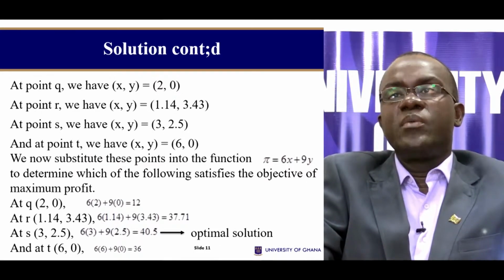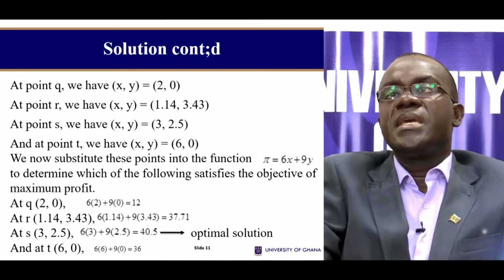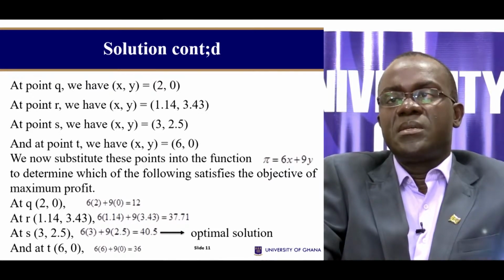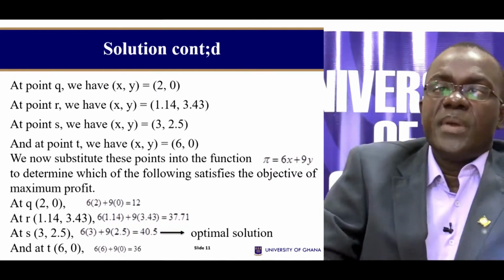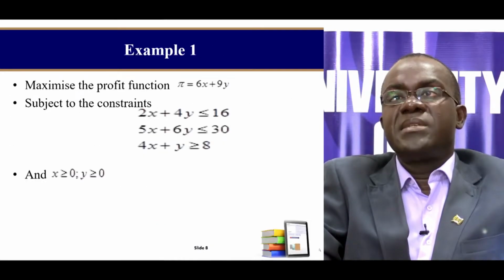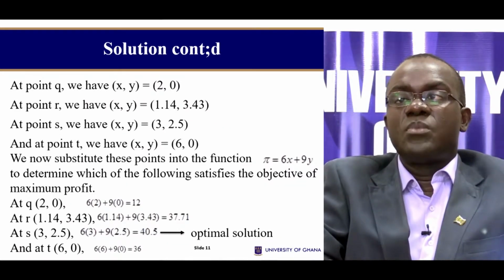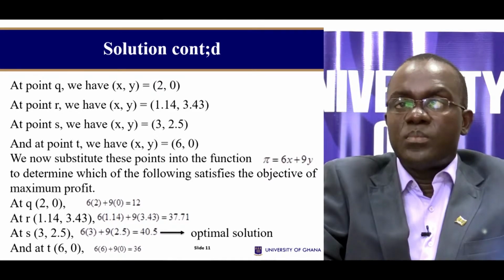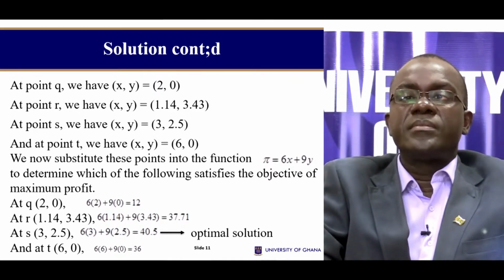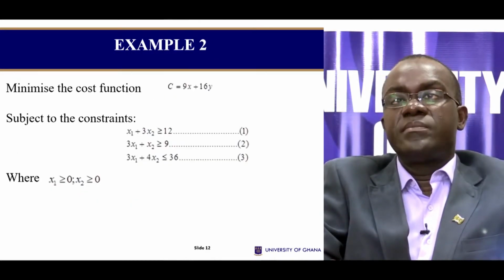Now, when we do that, our calculations give us these points. The point R is this, the point S is this. So the next thing is that we slot them into our profit function, and here the question was maximization, so we are maximizing. When we find the maximum, we can see that the maximum is what we have here and corresponds to the point 3, 2.5. So that is quite easy.